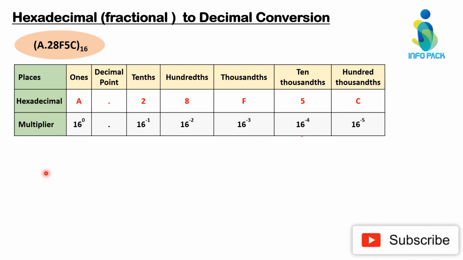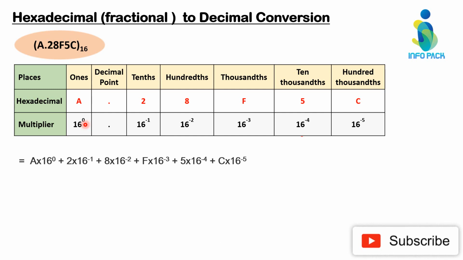For conversion of this number to the decimal number system, each coefficient is multiplied by the corresponding power of 16 and added to obtain the decimal number. Here A multiplies 16 and 2 multiplies 16 raised to power minus 1. Because this is the fractional part of the number and we have to write it in negative form. Minus 1, minus 2, minus 3, minus 4 and so on.